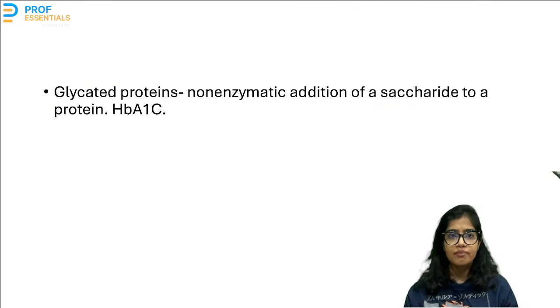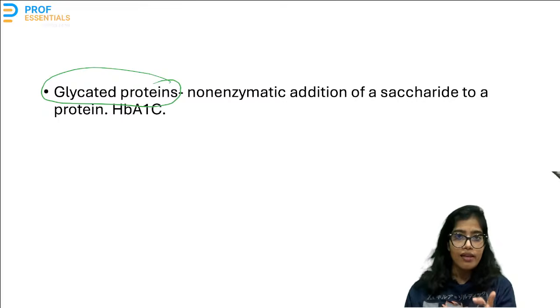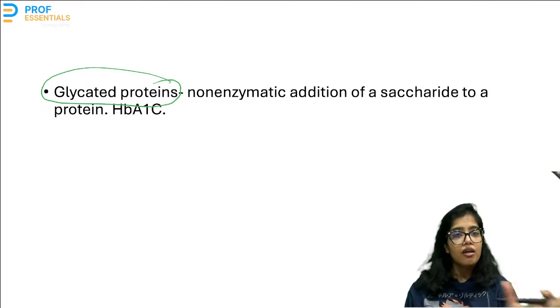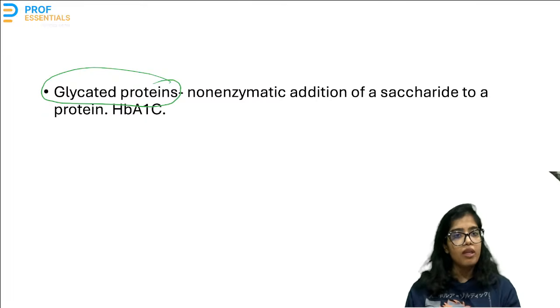We already know that. Next is glycated proteins. So we know about proteoglycans. Proteoglycans, what is the surname? Glycan. That means they are saccharides. Their family name is glycan. Glycoproteins, what is the surname? Protein. So what is their family? Protein. Glycated protein, what is the surname? Protein. So what is their family? Protein.